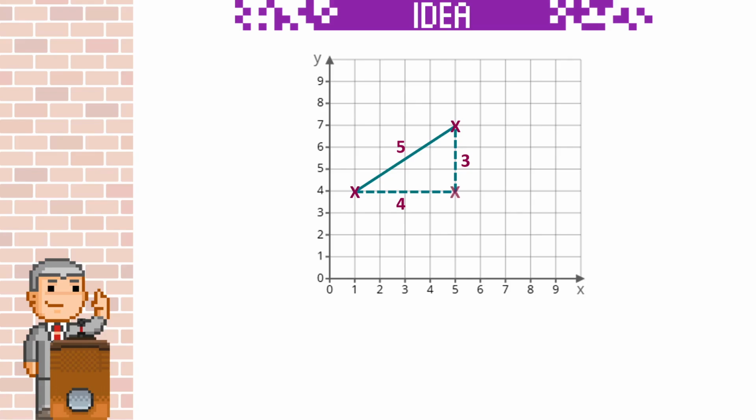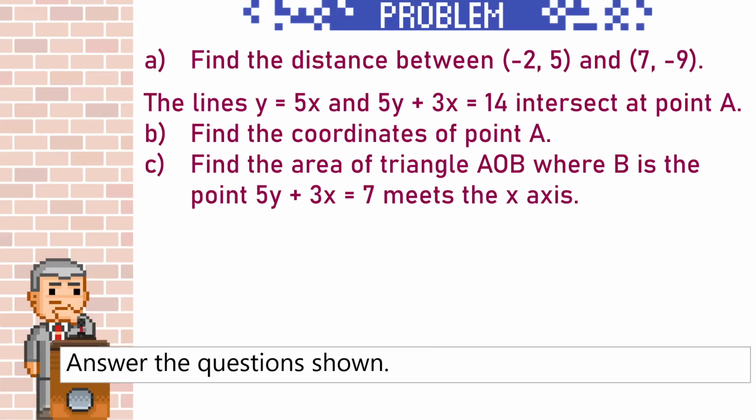If we add another point to make a triangle, we can find the area of the shape between the points. We can use the formula for the area of the triangle, so it would be half times 4 times 3, which will give us 6. Let's have a go at these questions.